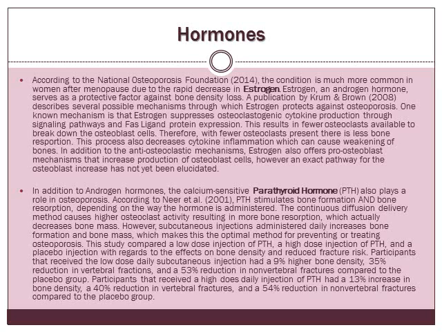Participants that received the low-dose daily subcutaneous injection had 9% higher bone density at the end of the study, a 35% reduction in vertebral fractures, and a 53% reduction in non-vertebral fractures compared to the placebo group. Participants that received a high-dose daily injection of PTH had a 13% increase in bone density, a 40% reduction in vertebral fractures, and a 54% reduction in non-vertebral fractures compared to the placebo group.